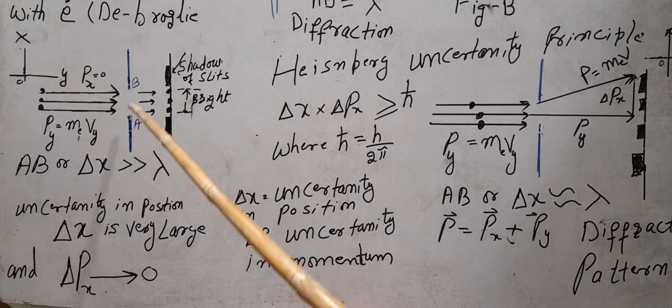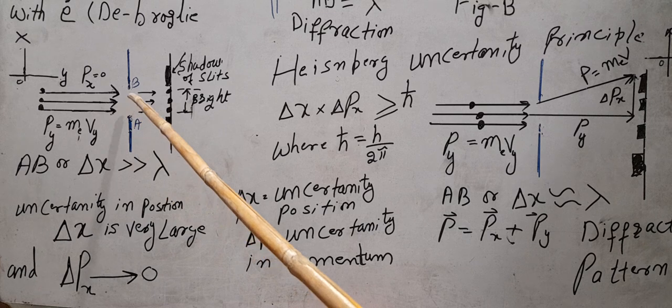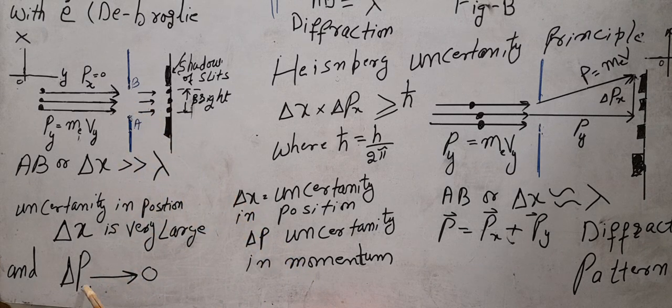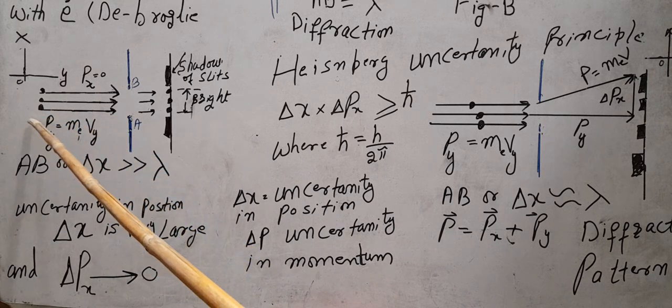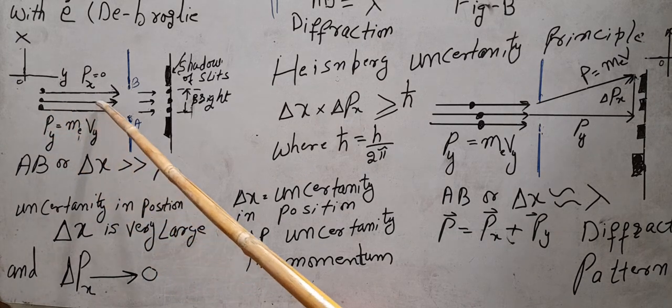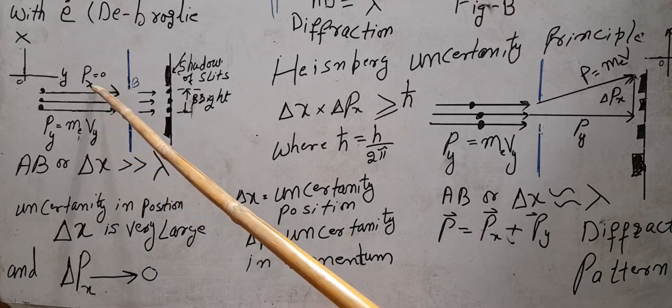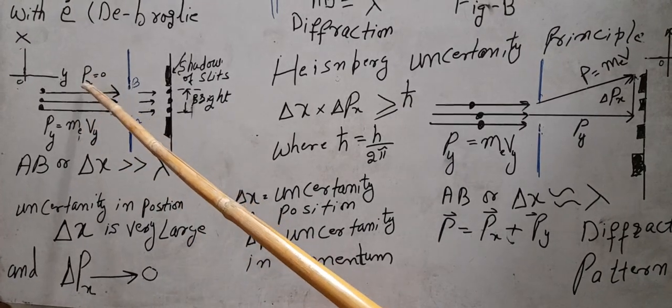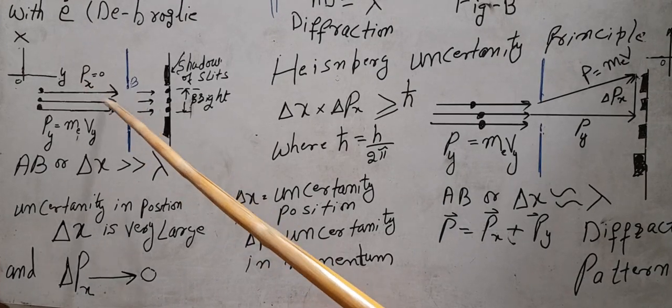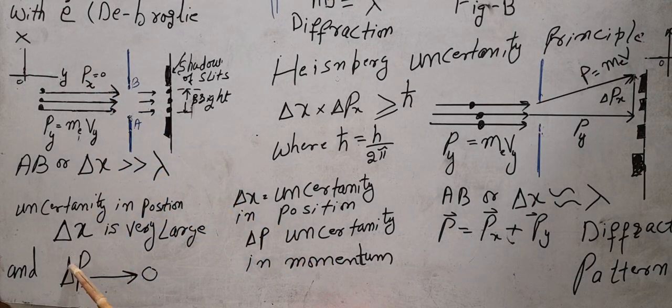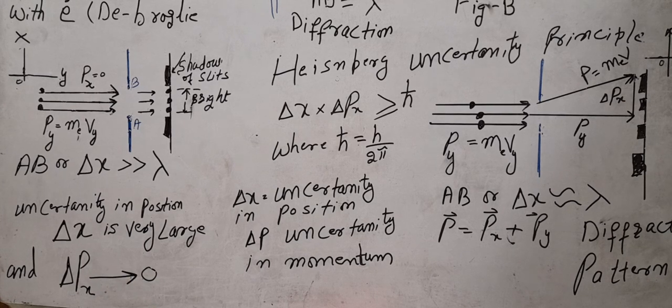But there is no uncertainty in the momentum, or the uncertainty in the momentum is approaching zero, because the total momentum of the moving electron is along the y-axis, and it has no component along the x-axis. Therefore, there is almost no uncertainty in the momentum of the electron along the x-axis, which is approaching zero.